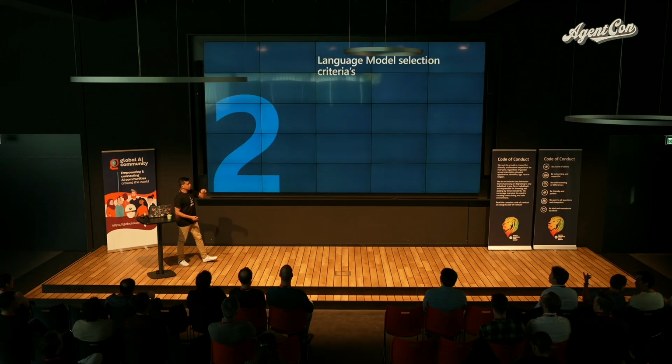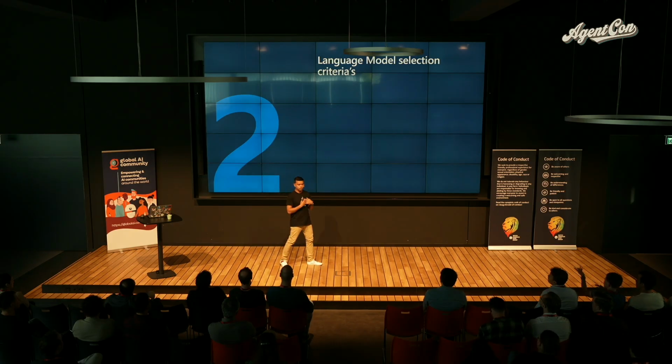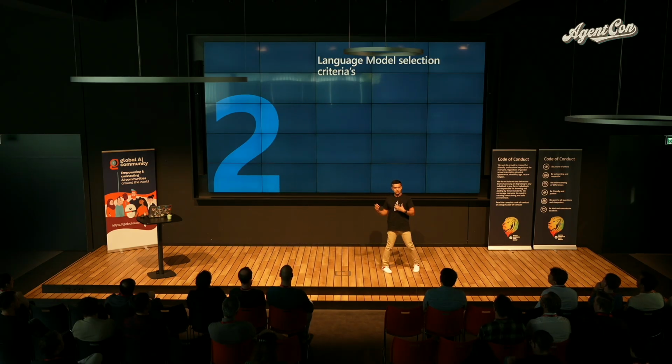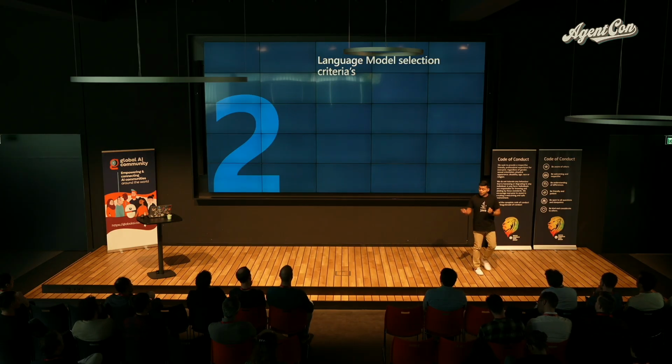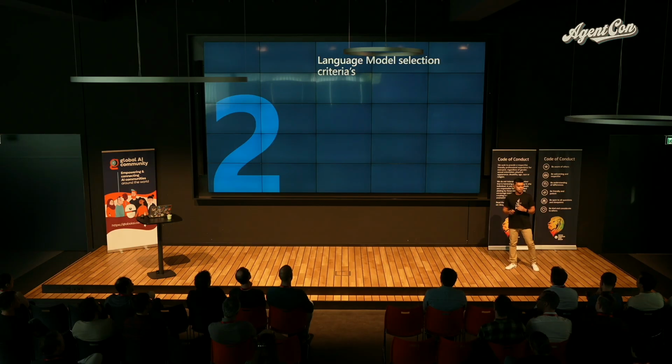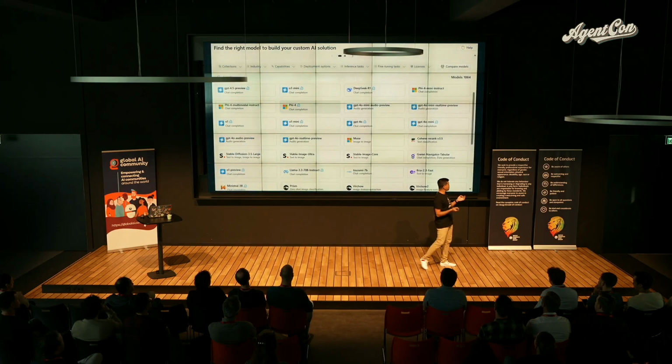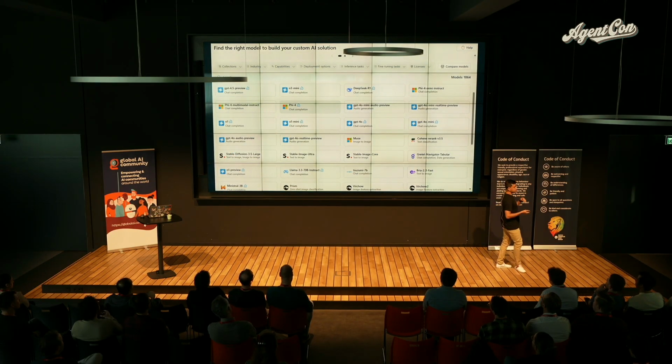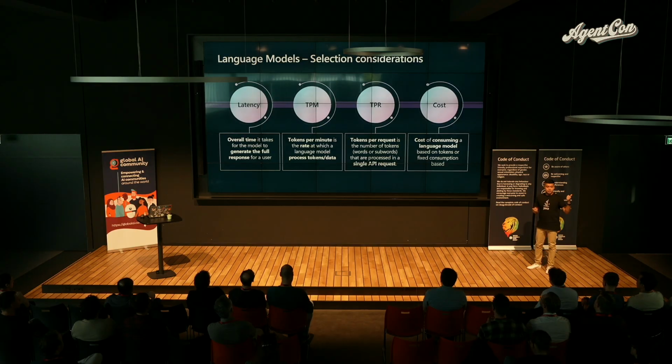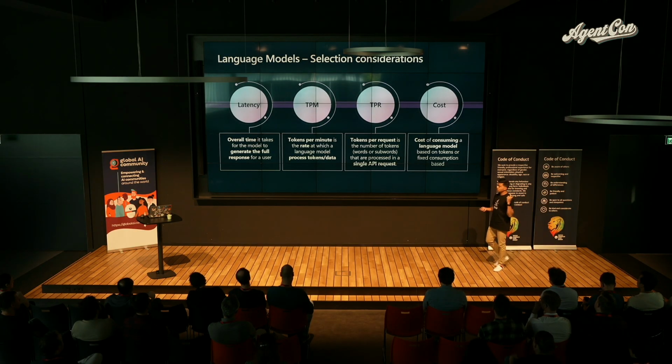So next thing, let's say you tried out a few prompts. You figured out I have 2 or 3 models which can be used in the use cases I have in my mind. How would you select a language model? This is an opinionated approach from my side, but these are the 4 pillars I always think about. Latency, tokens per minute, tokens per request, and cost.